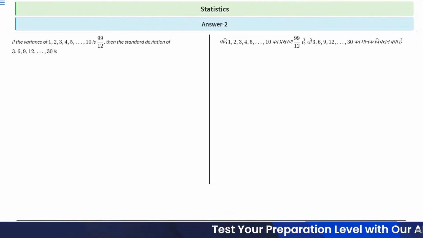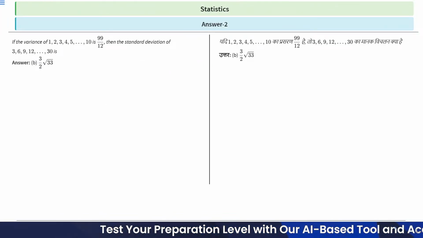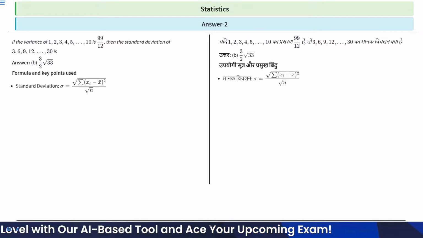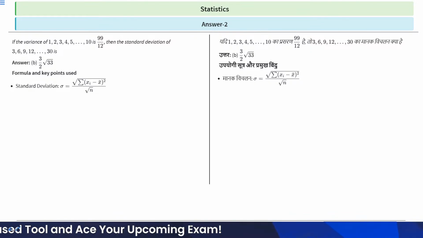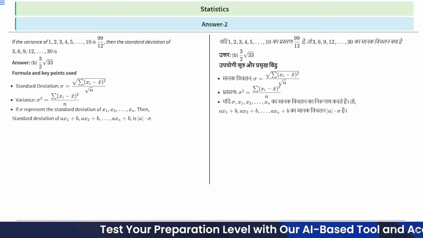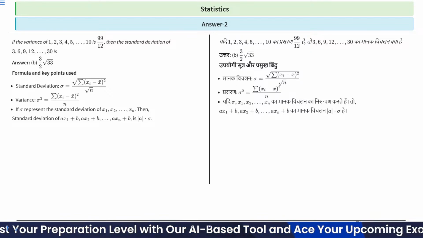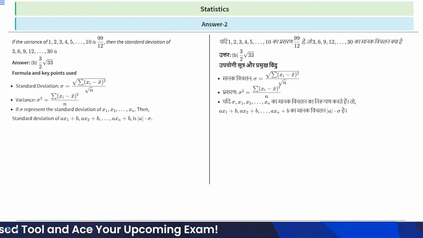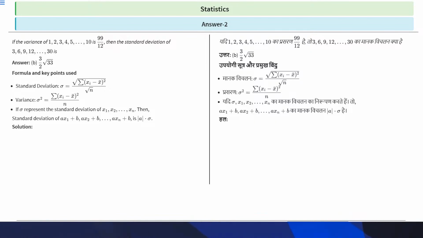The solution part. See, the formula and key points we'll use in this question is standard deviation. Sigma can be calculated as root over summation of xi minus x bar whole square upon n. Variance sigma square is equal to summation of xi minus x bar whole square upon n, right? If sigma represents the standard deviation of x1, x2 till xn, then the standard deviation of ax1 plus b, ax2 plus b till axn plus b is modulus of a into sigma, right?